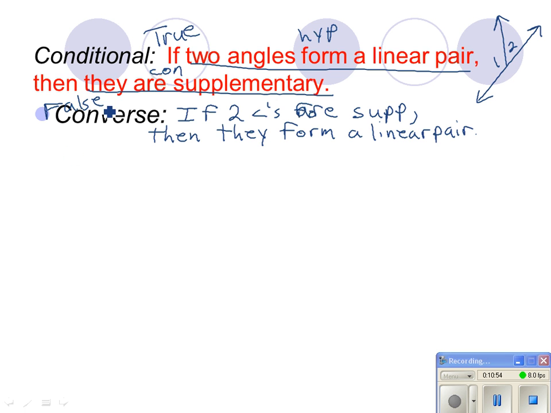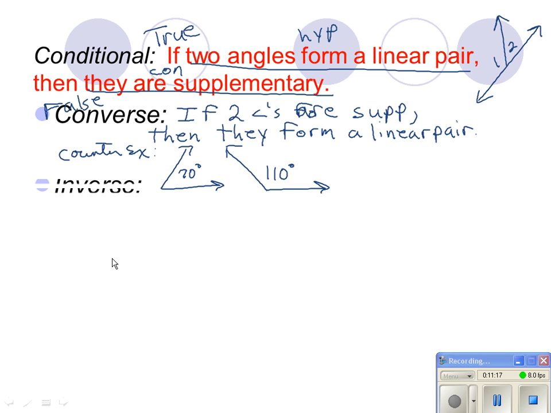And the reason it's false, you could give a counterexample. If I drew that angle and told you it was 70 degrees, I drew this angle and told you it was 110. Those two angles are supplementary, but together they don't form a line. So that would be a counterexample.